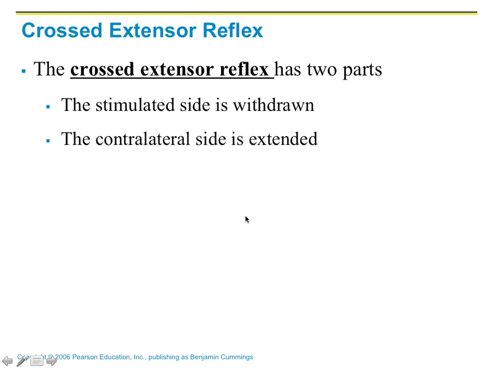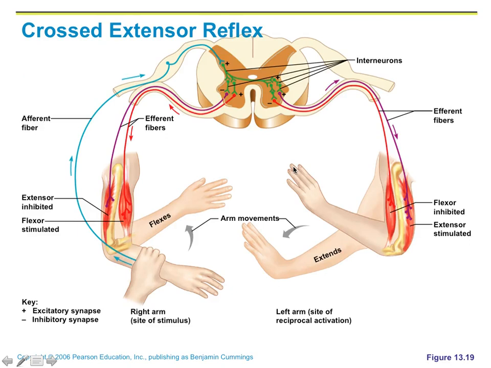Now let's talk about the crossed extension reflex. The crossed extension reflex has two parts: the stimulated side is withdrawn and the contralateral side is extended. For example, in this slide, since it's crossed, it will recruit both the left and right parts of our spinal cord.